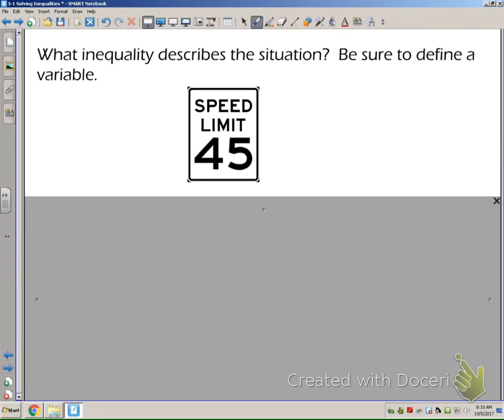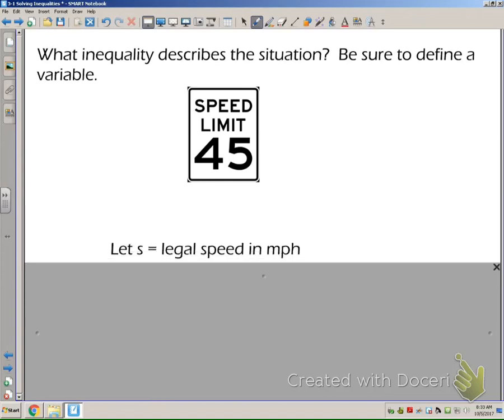Okay, and what inequality describes the situation? Be sure to define a variable. This is something that a lot of people apparently don't really realize what this means. It doesn't mean that it's 45 or higher. It means that it's 45 or less. You can go less than the speed limit. You might get the horn blown at you quite a bit. It might aggravate some people, but you do not have to go exactly 45. You can go under 45. But we all know that if you go over 45 and you get caught, you're going to get a ticket.